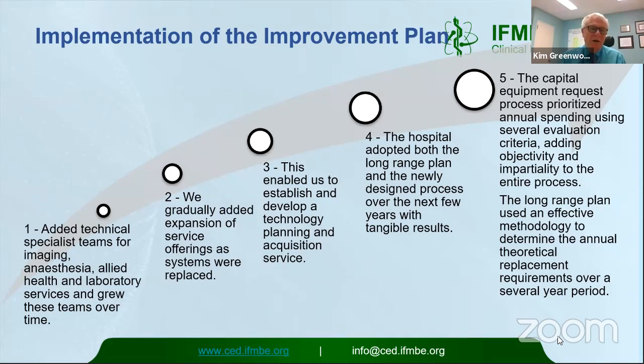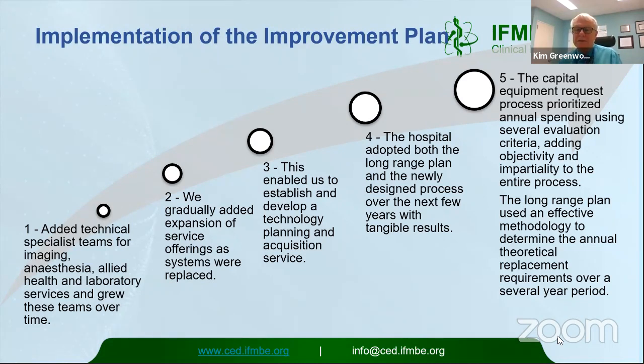We worked gradually over a number of years implementing our improvement plan. We added specialist teams for imaging, anesthesia, allied health, and laboratory services, and grew these teams over time. We gradually expanded service offerings as systems were replaced. This enabled us to establish and develop a technology planning and acquisition service. From that, we developed long-range planning tools and redesigned our process over the next few years with very tangible results.